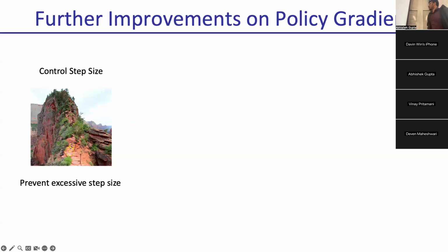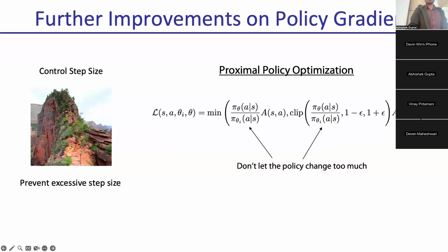And so in practice, what people end up doing is a modification called proximal policy optimization, or PPO. What PPO essentially does is it's a similar objective.